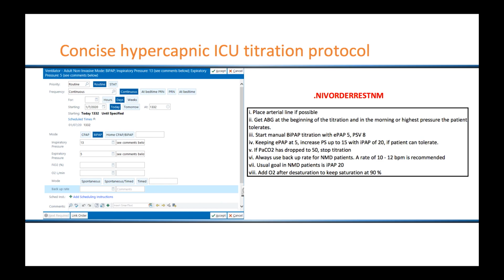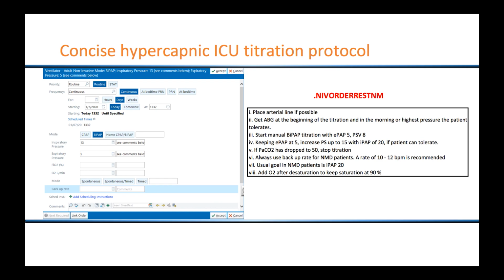As you can see, place an arterial line if possible. Please discuss with your staff and your fellow. Get an ABG at the beginning of the titration as well as in the morning, or the highest pressure tolerated. We want to see if the protocol is working, so having a baseline at the beginning of the protocol, typically at night, and then in the morning, we'll see how well the protocol actually worked.